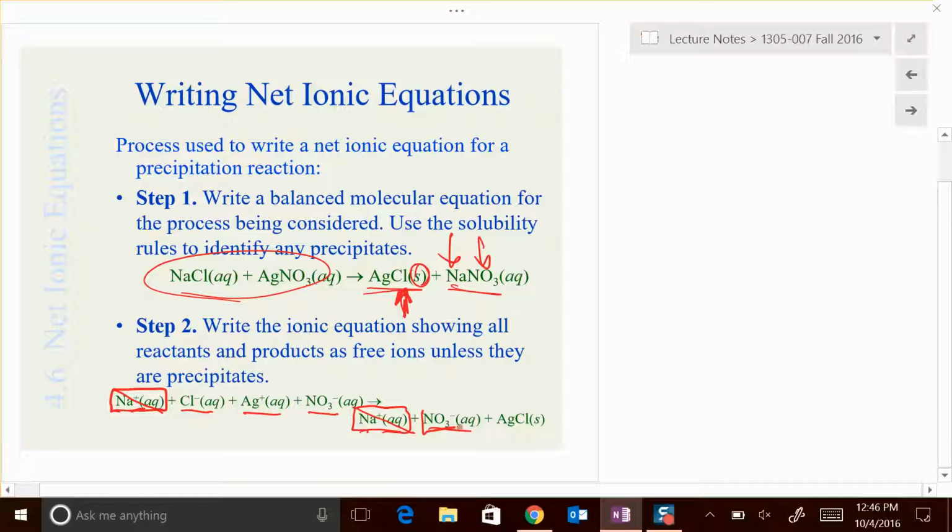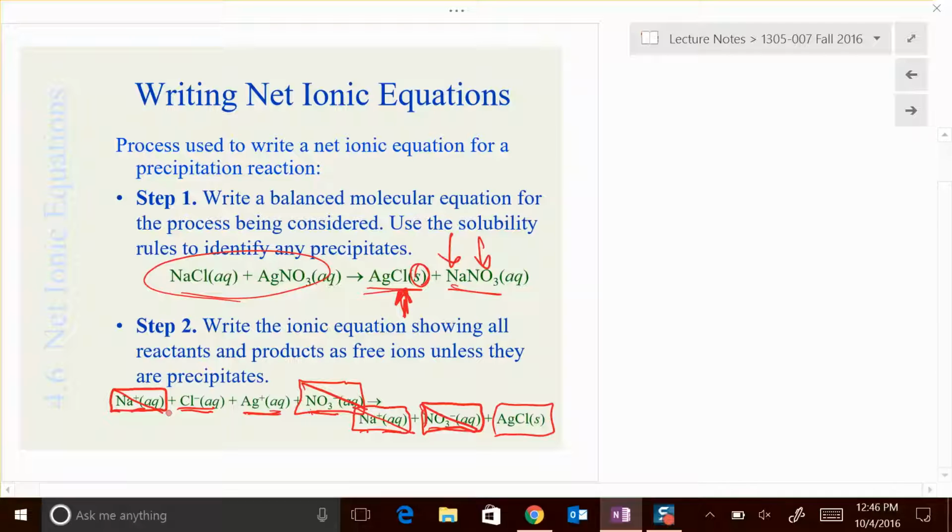What about nitrate? Is it on both sides? Is it the same on both sides? Yes. It did nothing. It didn't do anything. Is there silver chloride on both sides of the reaction? No. I have a silver and a chlorine on both sides, but I don't have silver chloride on both sides.